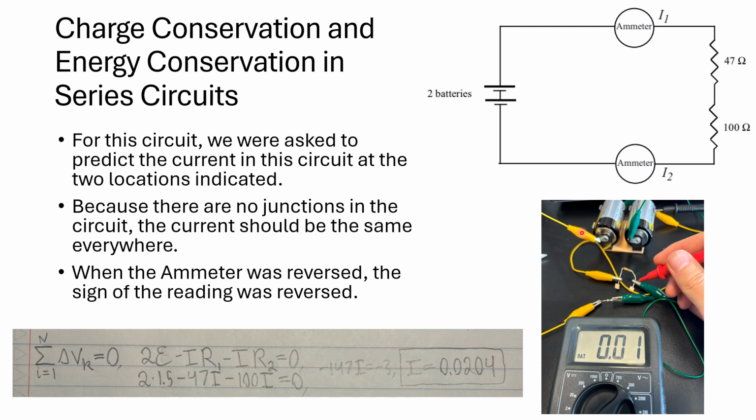We were asked to predict the current in the circuit at the two locations indicated, and we know that because there are no junctions in the circuit, the current should be the same everywhere because of the junction rule. Also, when the ammeter is reversed, the sign of the reading should be reversed because the current is going in the opposite direction. Using Kirchhoff's loop law, we sum all the voltage differences to 0, and we are able to solve for I at 0.0204 amps, which is very close to the 0.01 reading we got from the actual circuit.